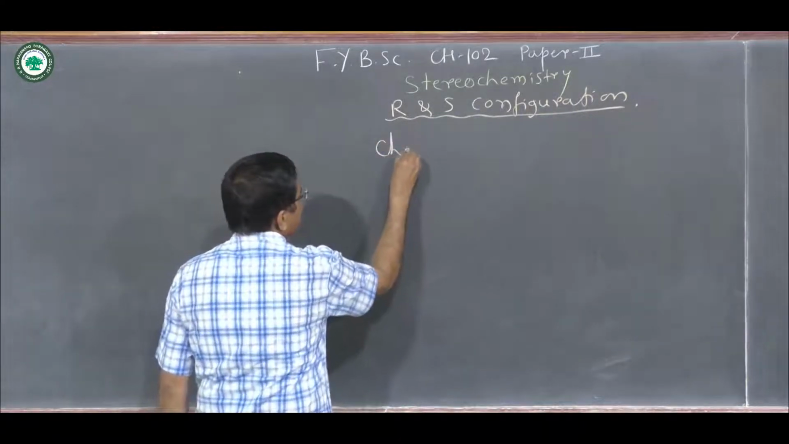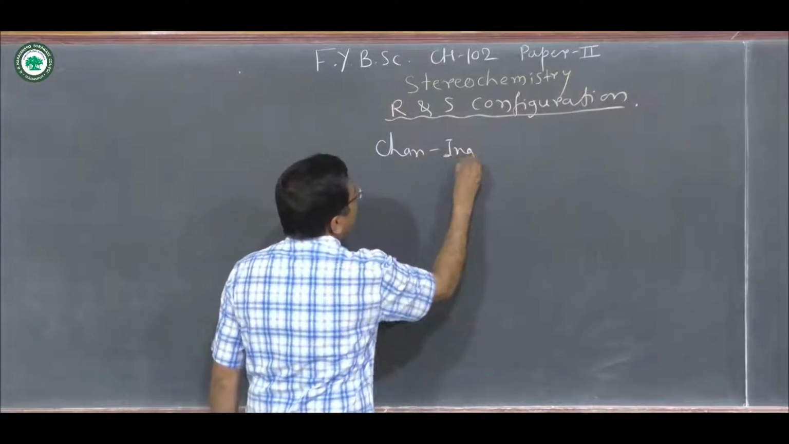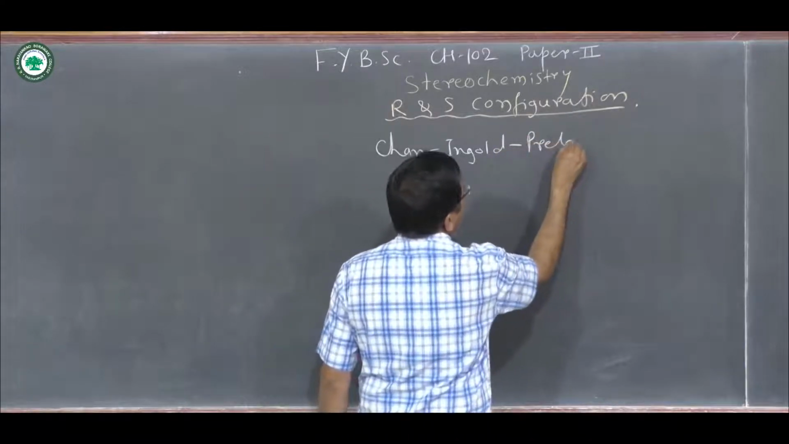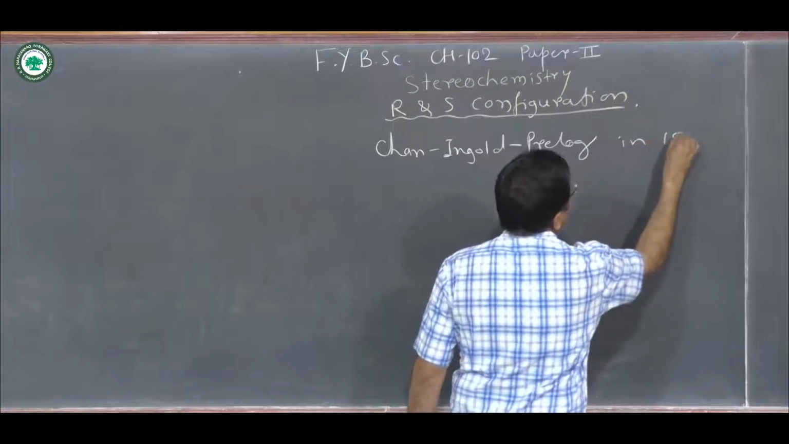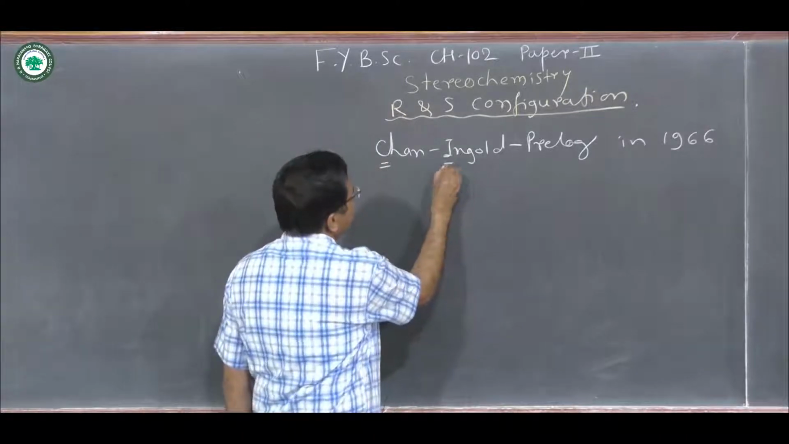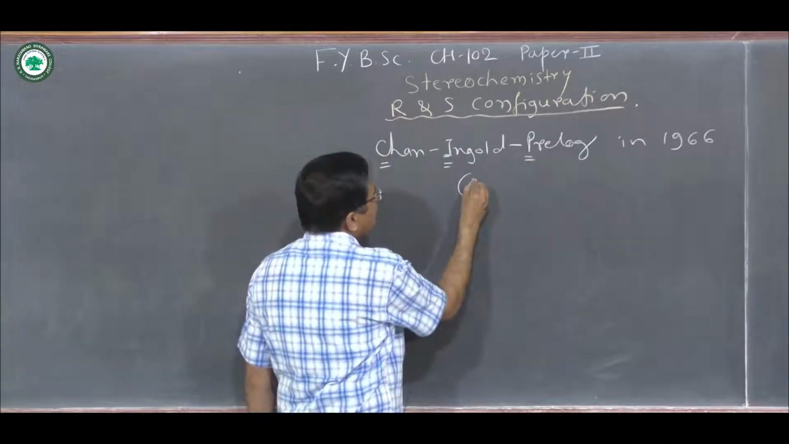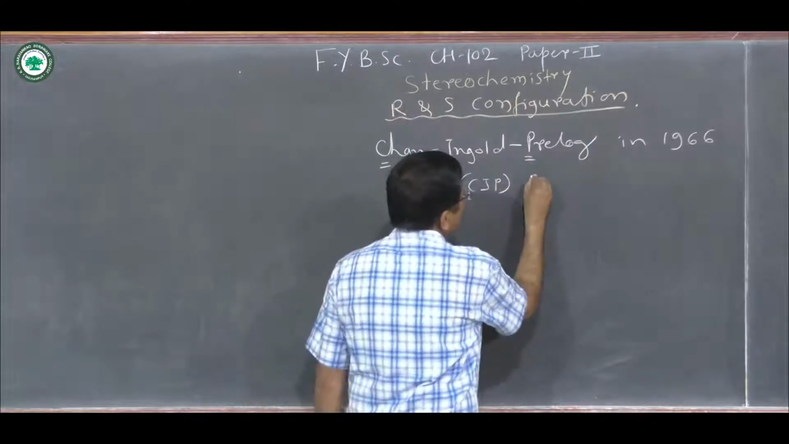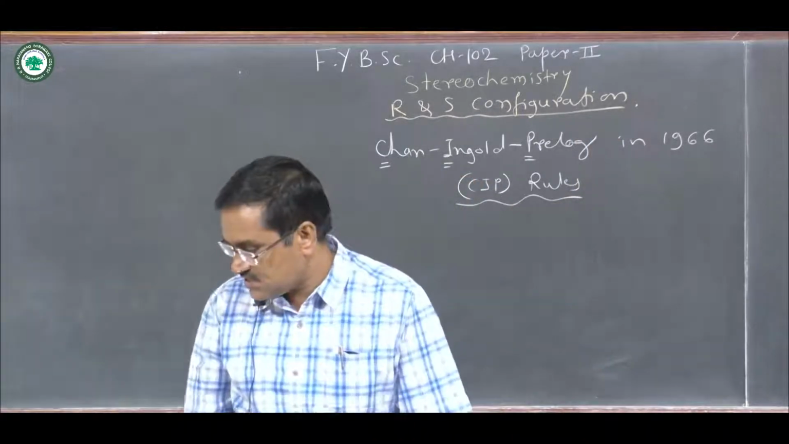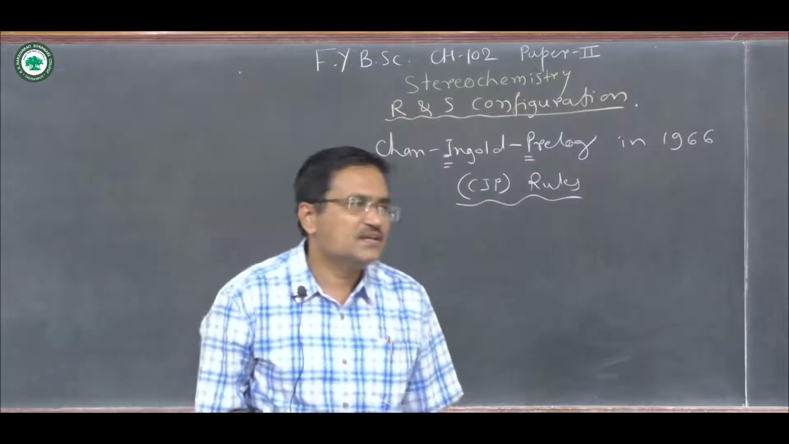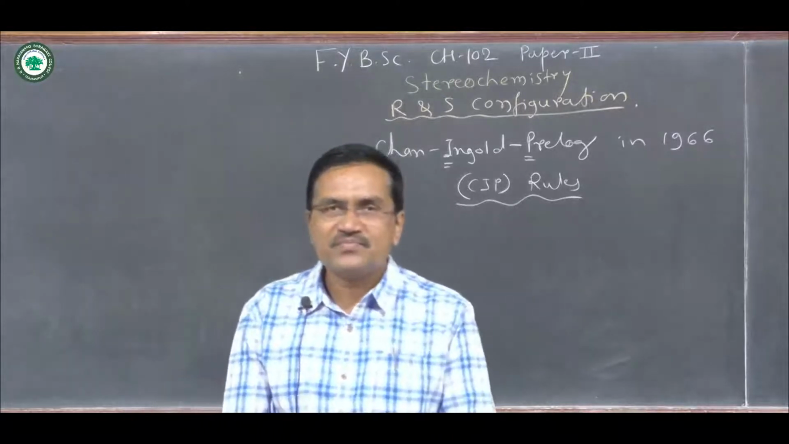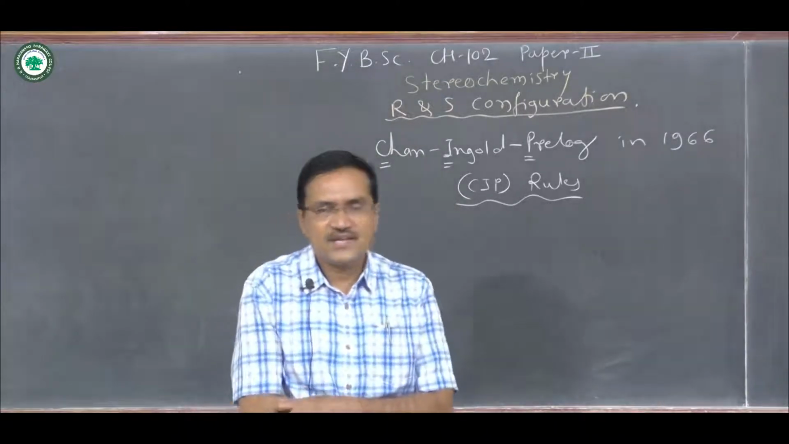the scientists Chan, Ingold and Prelog in 1966, and hence the rules developed by Chan, Ingold and Prelog are called CIP rules. With the help of these CIP rules we can decide whether any particular chiral compound or optically active compound is R or S.